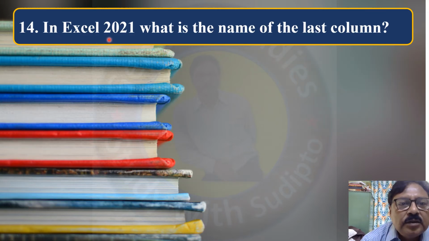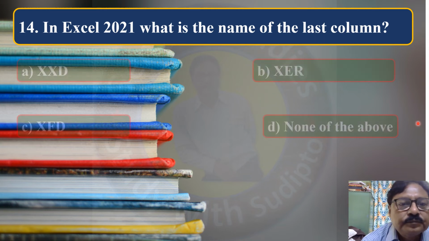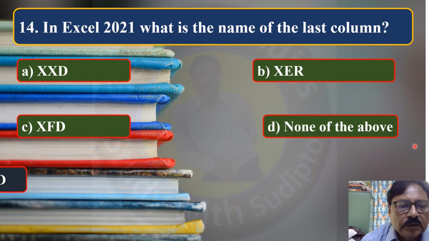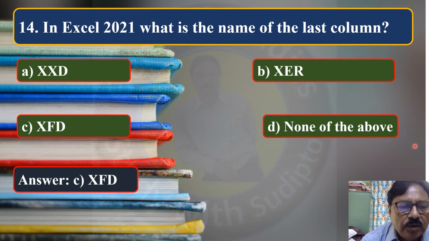In Excel 2021, what is the name of the last column? Option A, XD. Option B, XER. Option C, XFD. Option D, none of the above. The correct option is option C, XFD.